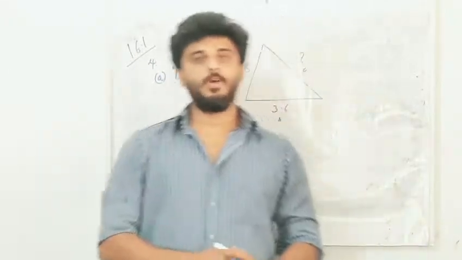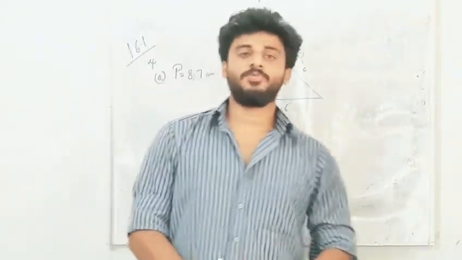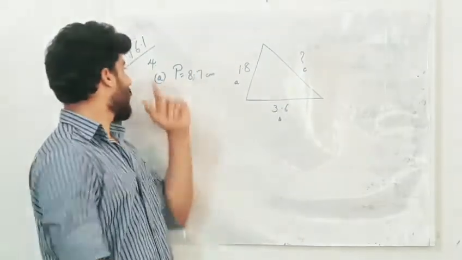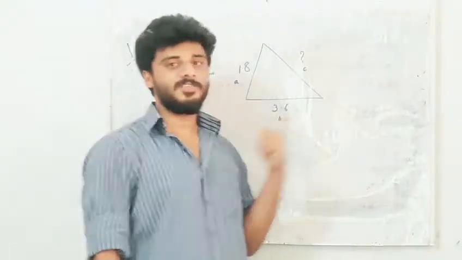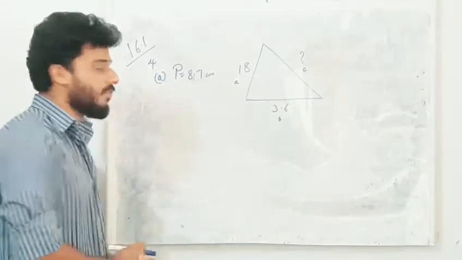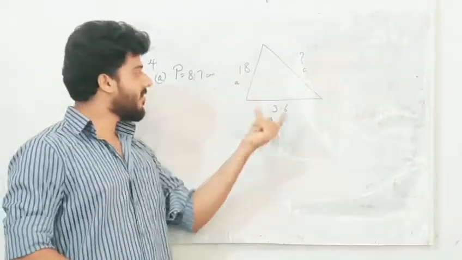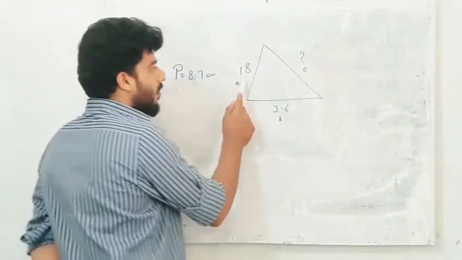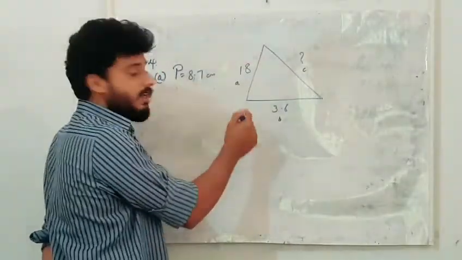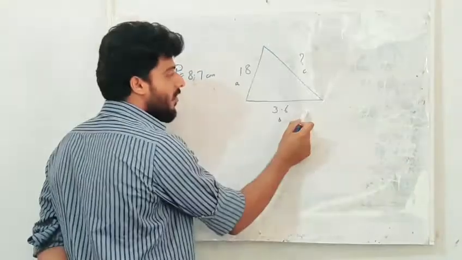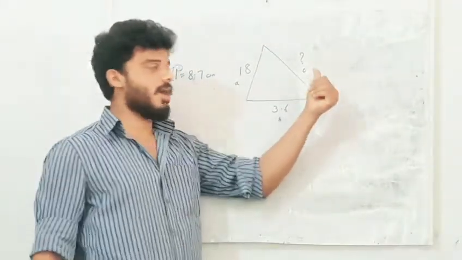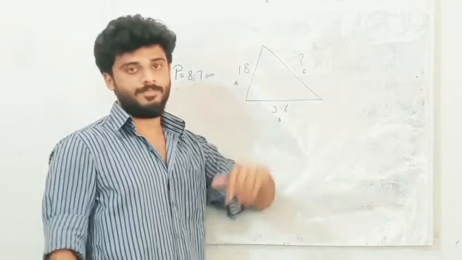Hi students, now we are on to our next question from the exercise 16.1. Question number 4, a figure is given and the information given in the question is that the perimeter is 8.7 cm, and this is the figure in the question. The value of one side is given as 1.8, the other side is 3.6, and the question asks for the value of the third side.